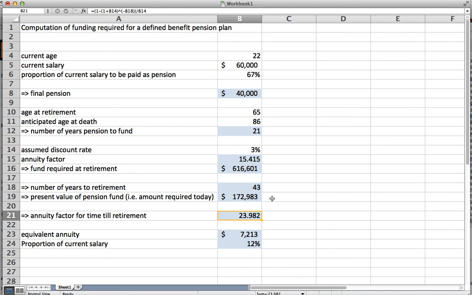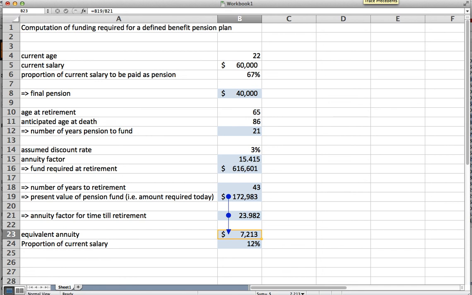$172,983 today? Well, we can do that using the annuity factors, because we know that X multiplied by the annuity factor for 43 years at 3% is equal to the present value of this fund. And so, again, the annuity factor is dependent on the discount rate and the number of years, 43 years, so it gives us 23.982. And so the equivalent annuity that the individual has is $7,000 a year.